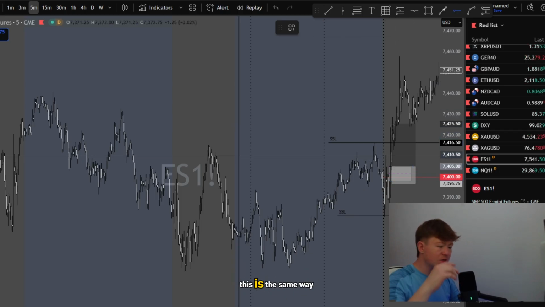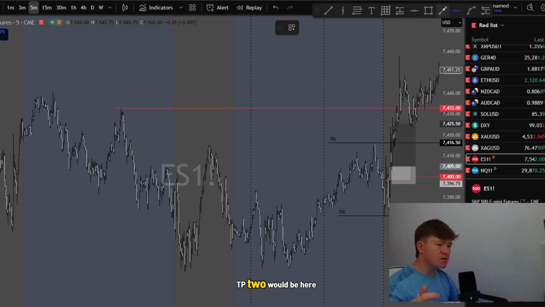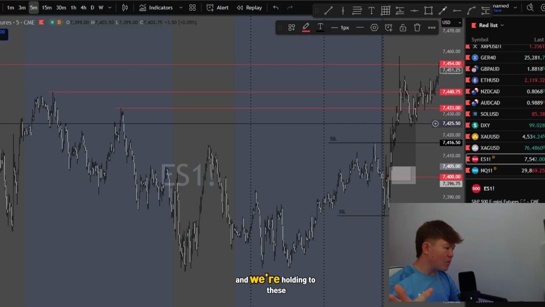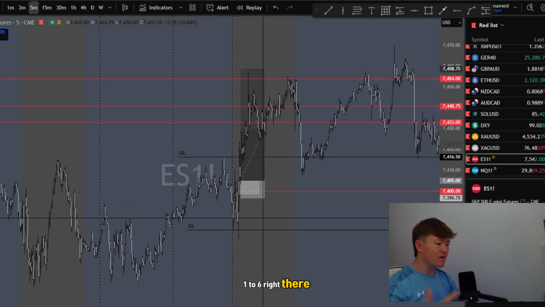We just did a sell. This is the same way up. So TP1 would be here, TP2 would be here, TP3 would be here, and we're holding to these highs. As you can see, another 1 to 6 right there.